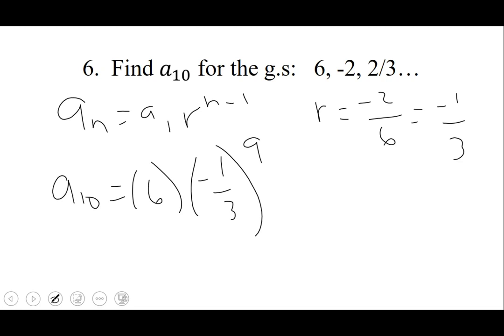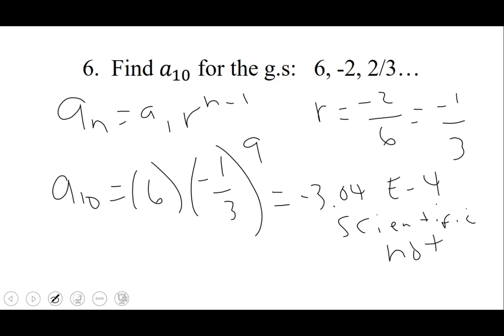So 6 times -1/3 to the 9th. If you wanted to plug this in your calculator, that's fine, but you have to be a little bit careful. The answer that your calculator will most likely give you is -3.04 e -4. As a reminder, this is scientific notation. You have to be able to take that and turn it into an answer that's a little bit nicer.